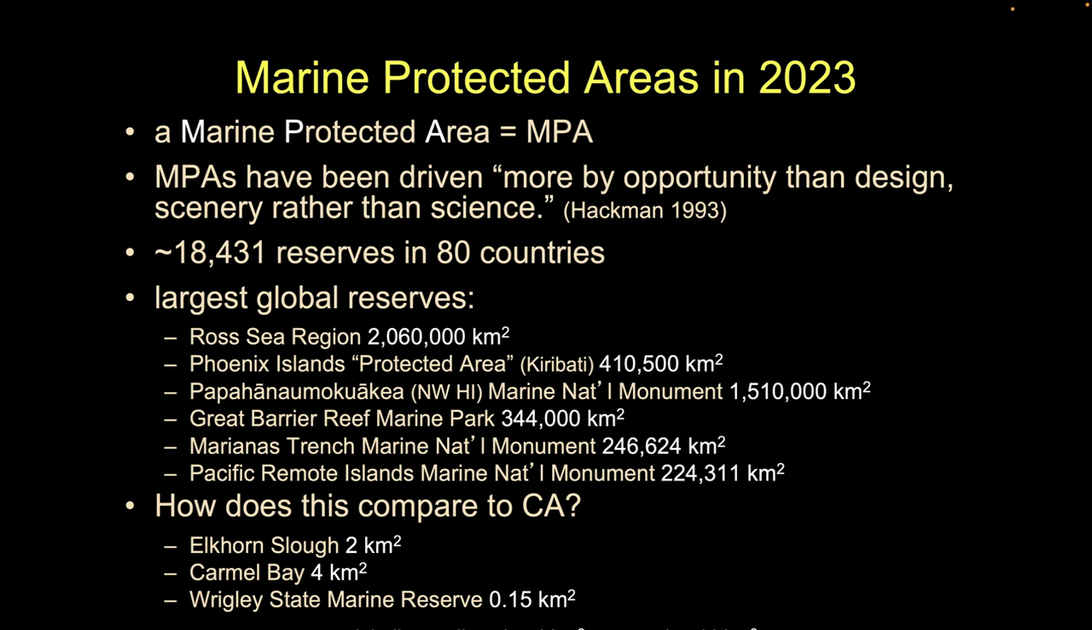So Elkhorn Slough up in Monterey, 2 square kilometers. Carmel Bay, 4 square kilometers. Wrigley out of Catalina, where I did some of my PhD work, is one of the oldest and one of the best enforced marine protected areas, and is 0.15 square kilometers.